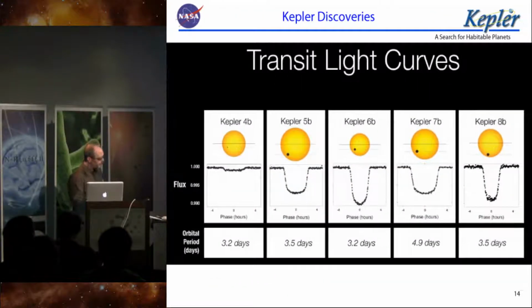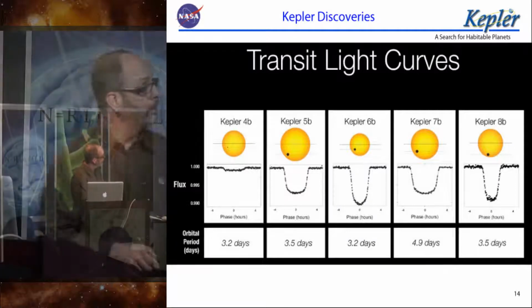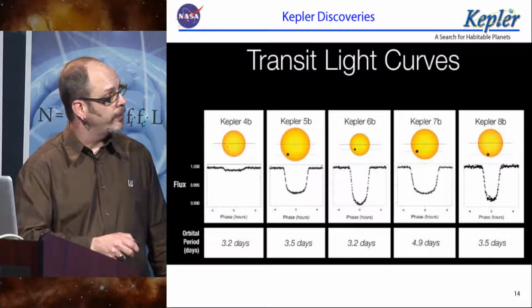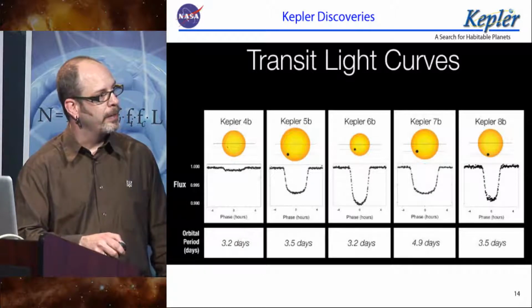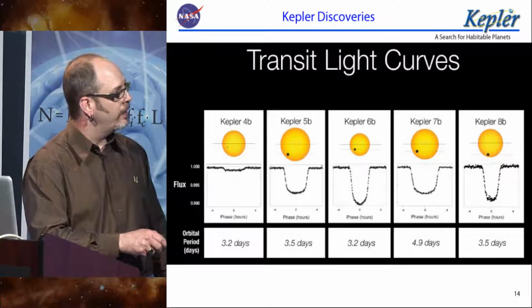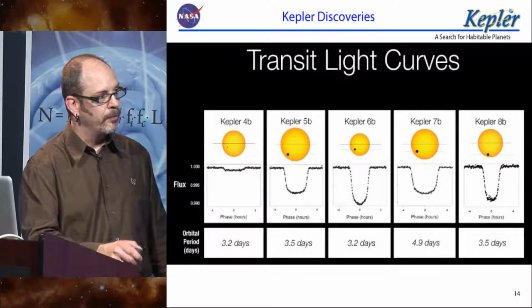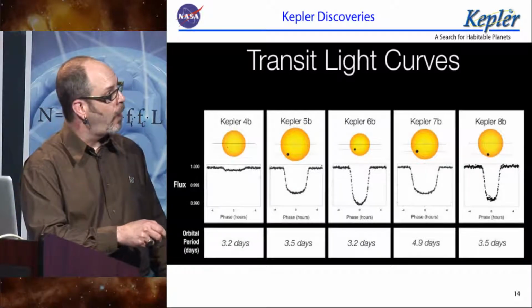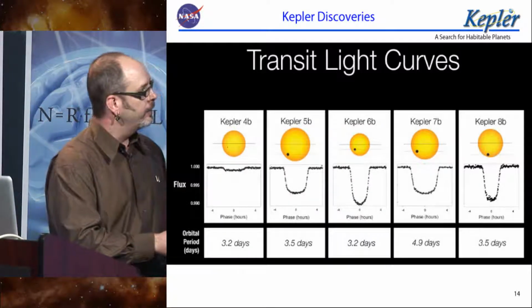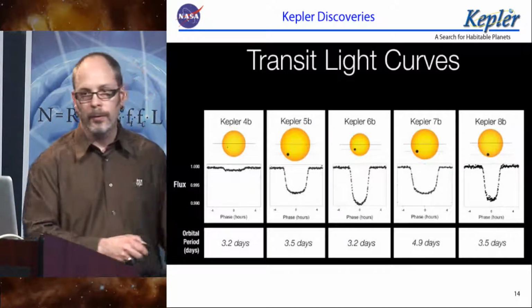So these are the first 5 planets that we announced at the beginning of this year. Kepler 4 through 8b, and here's an artist's rendition of what these planets look like at the inclination angle, the chord at which they're cutting across their star. And you can see that we have a range of different depths depending on the size of the star and the size of the planet. The smallest one that we've announced so far is Kepler 4b, which is about the size of Neptune.